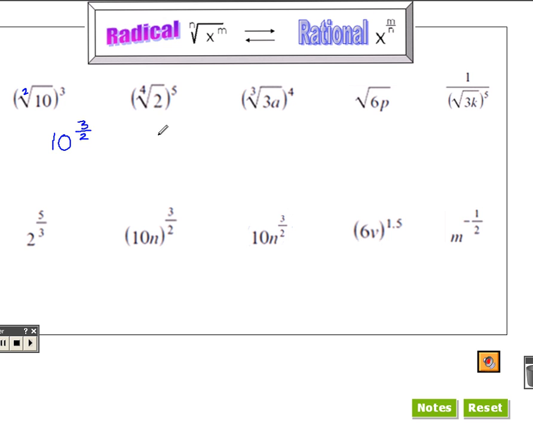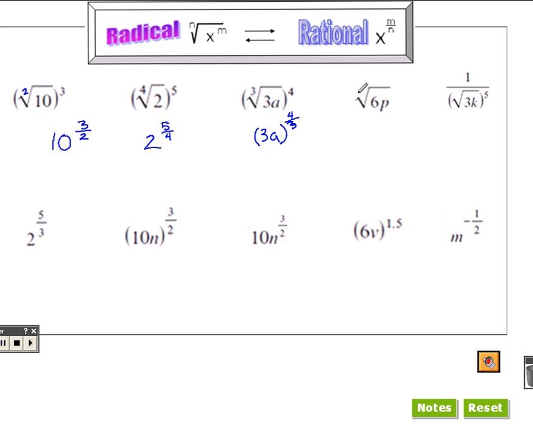Let's try this one. So I keep my base. My base is 2. This is my power, and that's my root. To the 5th power, but it's being divided by 4. So this would be radical notation, this would be rational notation. It's important that you practice saying those words. Here we've got this whole quantity. If there's a product in here, it needs to be this whole thing, 3a, to the power of 4, but it's got a root of 3. So we want it divided by 3. So the quantity 3a to the 4/3 power.